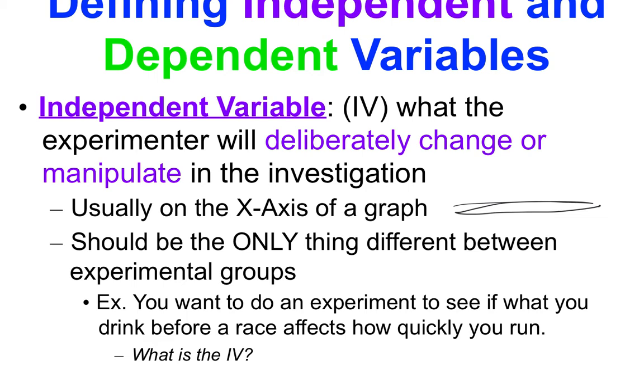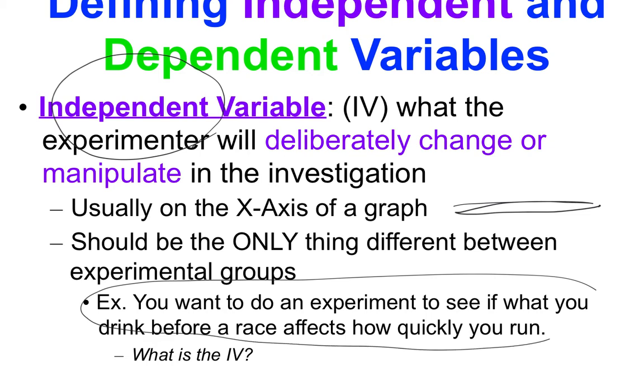That's often your independent variable. It is independent of everything else in the system, in the experiment. What's happening to that is independent of all the other factors. If you want to do an experiment to see if what you drink before a race affects how quickly you run, what do you think is the independent variable in this statement right here?